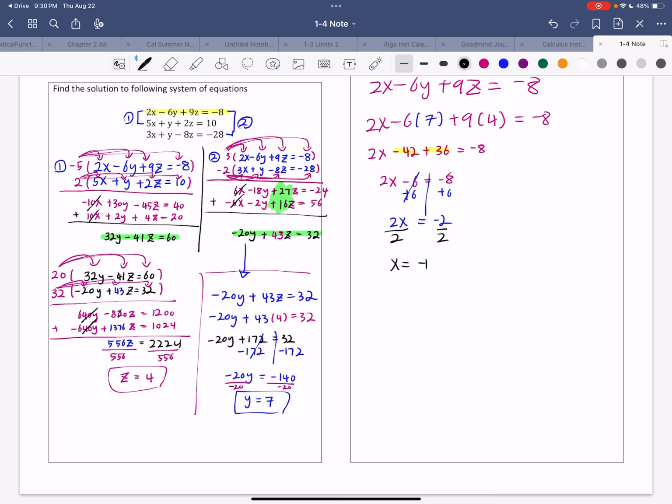Finally, we got all the answers. Just be careful. When you write down the answer, it always should be in x, y, z order. So it's going to be negative 1, 7, and 4. That's going to be the solution to this system, okay? So that's how you do it.